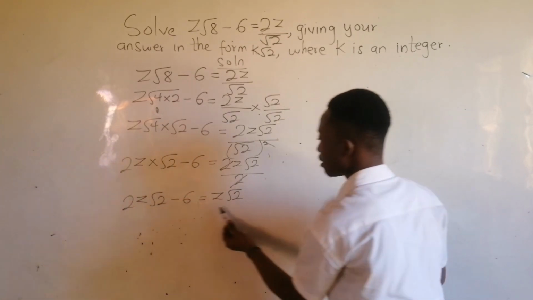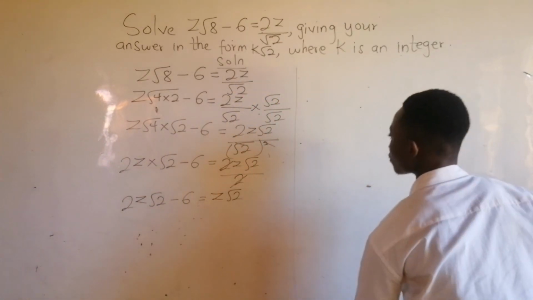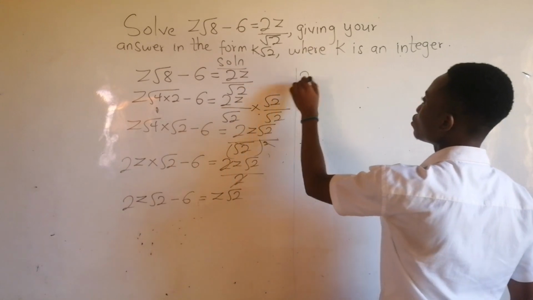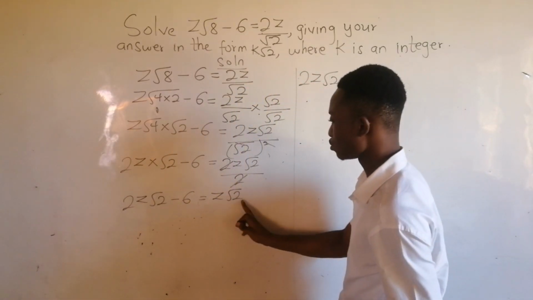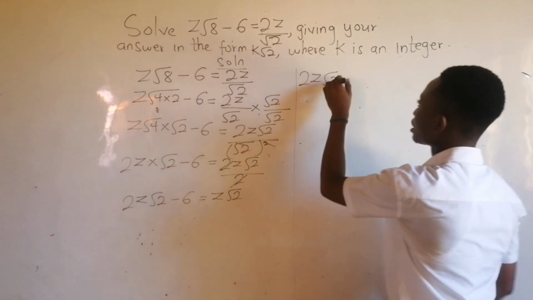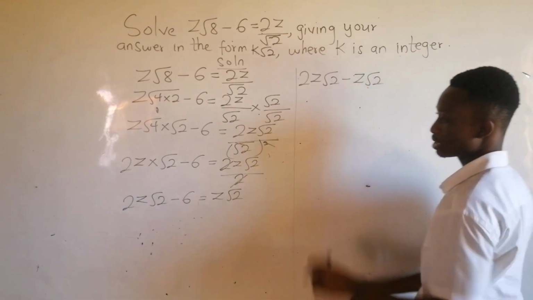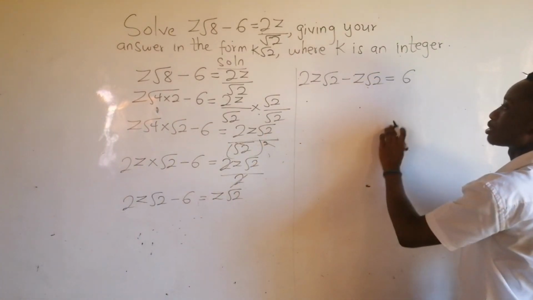Now let's see if they have any like terms. Yes, root 2, root 2. So let's group like terms. So 2z root 2, then this z root 2 crosses over. It's positive, it becomes negative z root 2. Then 6 is not a common term to them. It crosses over and becomes equal to 6.